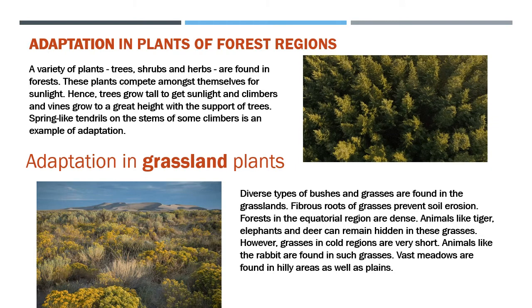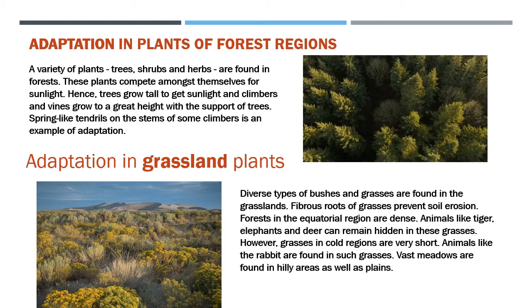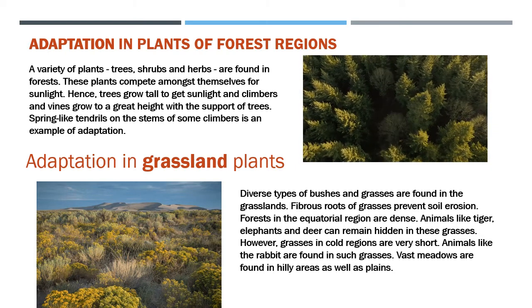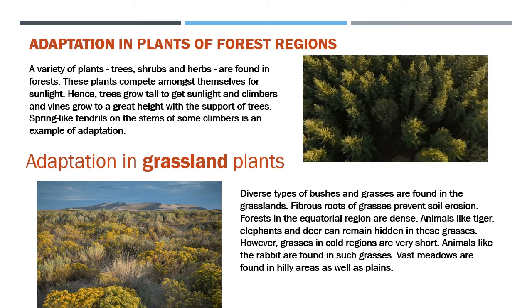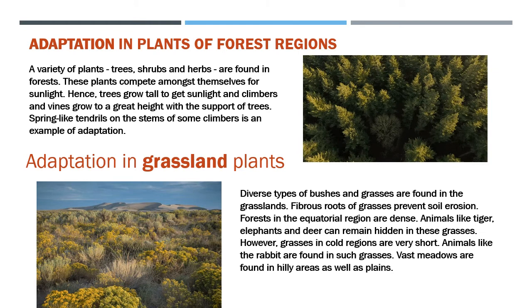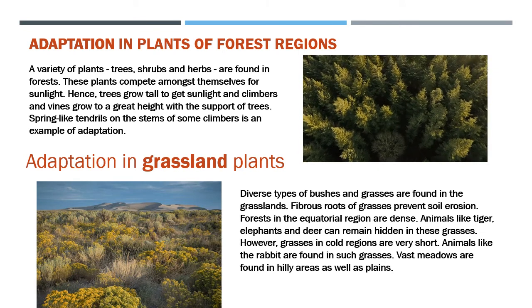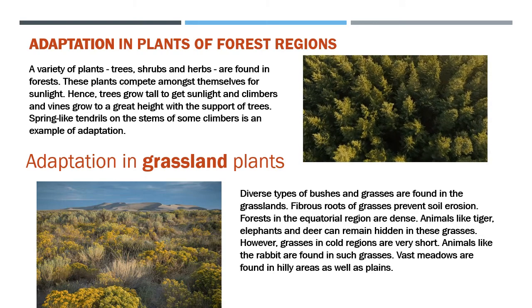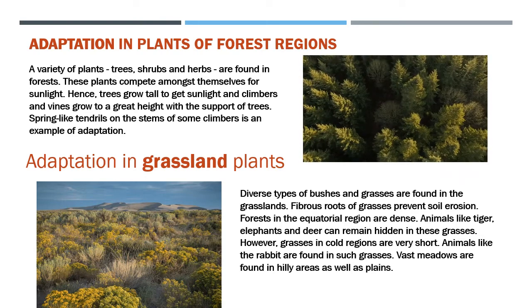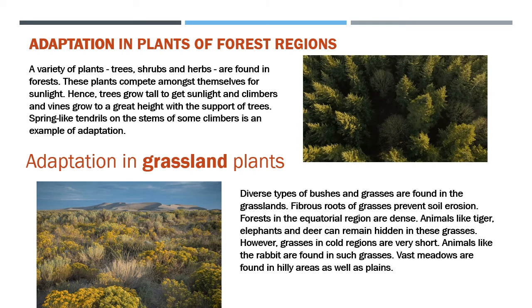Grasses in the equatorial region are dense. Animals like tigers, elephants, and deer can remain hidden in these grasses. However, grasses in cold regions are very short in height. Animals like the rabbit are found in such grasses. Vast meadows are found in hilly areas as well as on plains.